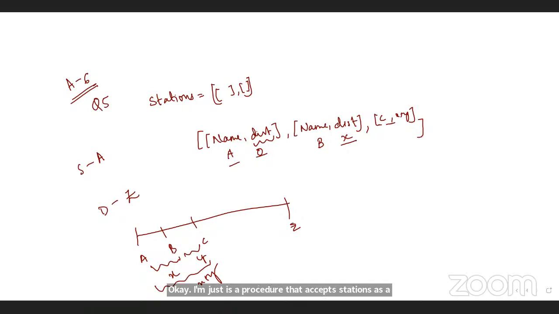Then MDist is a procedure that accepts stations as a parameter and returns the names of pairs of consecutive stations which have shortest distance between them on this route. That means it accepts a list as a parameter and returns the name of a pair of consecutive stations, one by one, which have the shortest distance between them on this route.